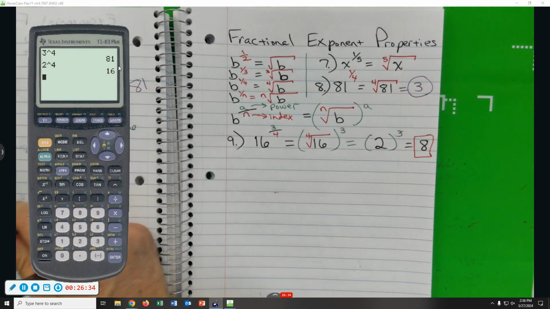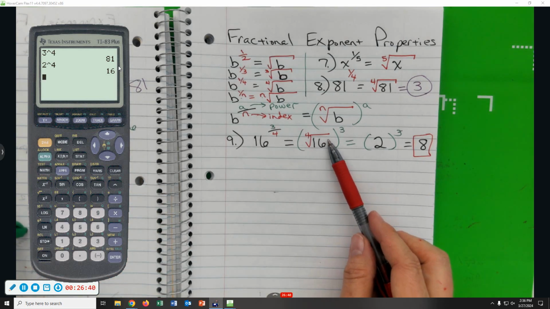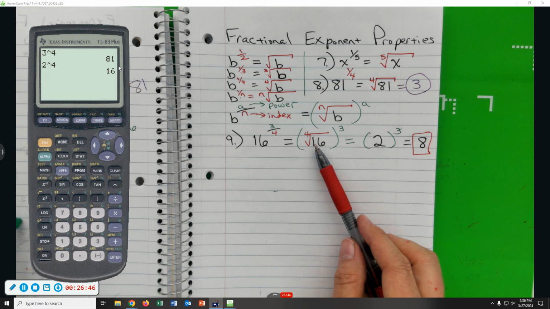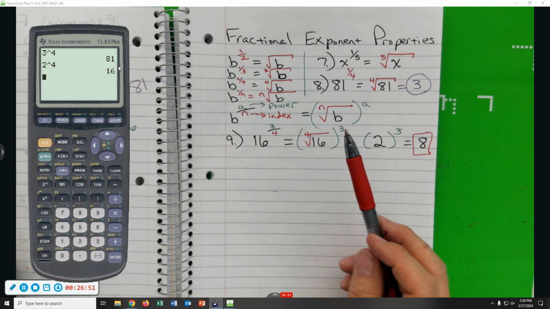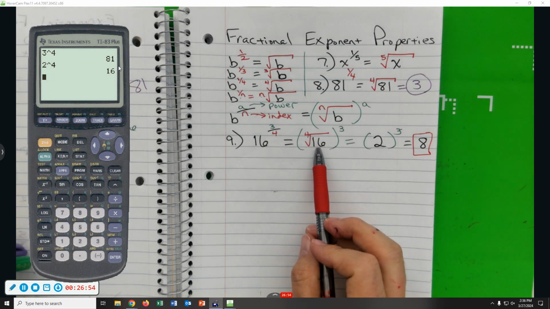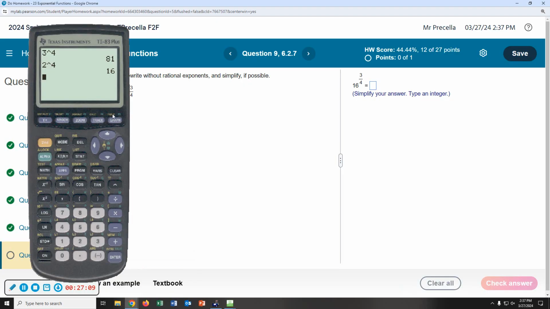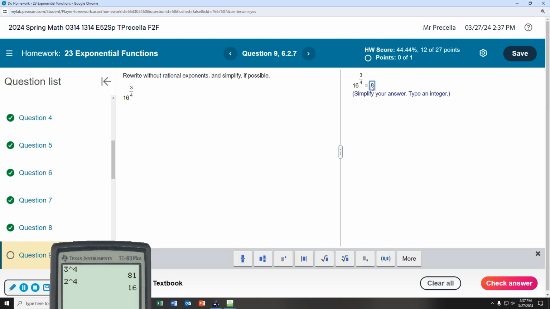Now, if you view an example, they may take the 3. You could put the 3 under the radical and then take the fourth root of 16 cubed. The problem is 16 times 16 times 16 is mighty big. You're trying to figure out the fourth root. My recommendation, simplify the radical and then perform the exponentiation. Any questions there? Let me come back over here. I don't think I typed in the answer, did I? There it is. We said that was 8.